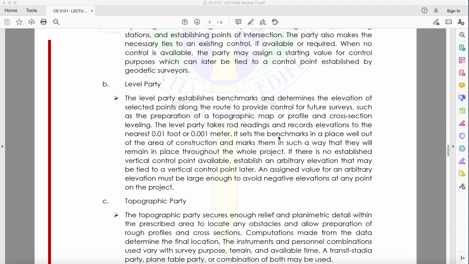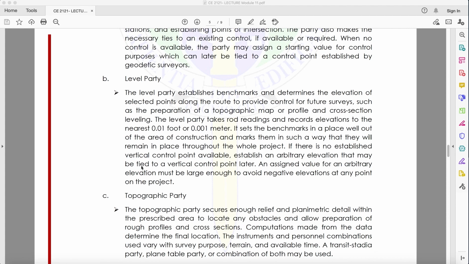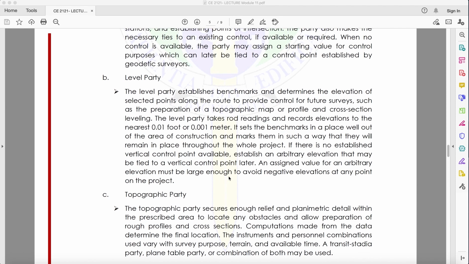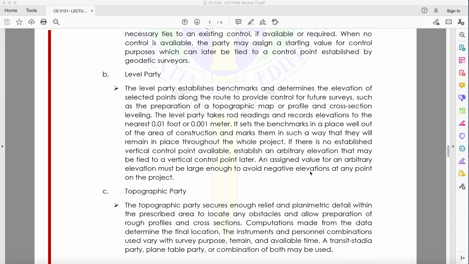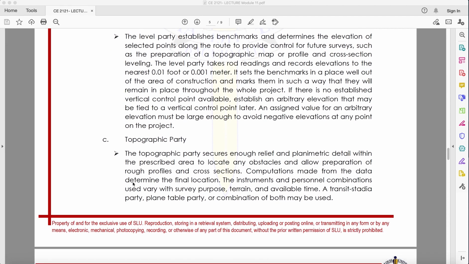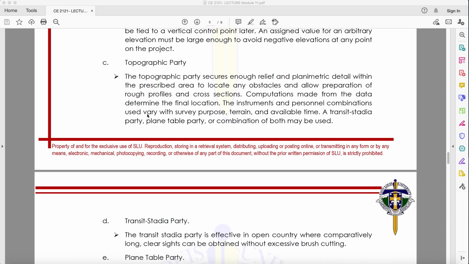It sets the benchmark in a place well out of the area of construction and marks them in such a way that they will remain in place throughout the whole project. If there is no established vertical control point available, establish an arbitrary elevation that may be tied to a vertical control point later. An assigned value for an arbitrary elevation must be large enough to avoid negative elevation at any points on the project.